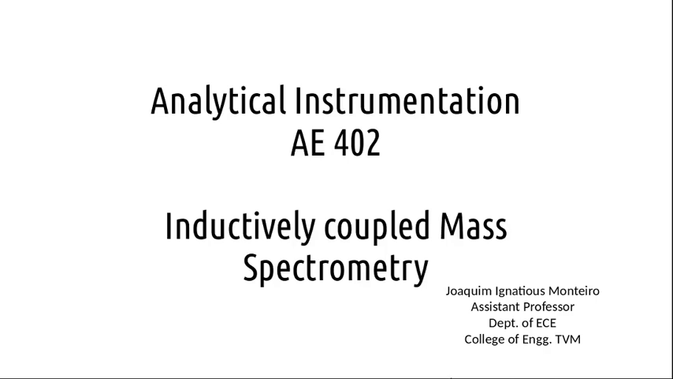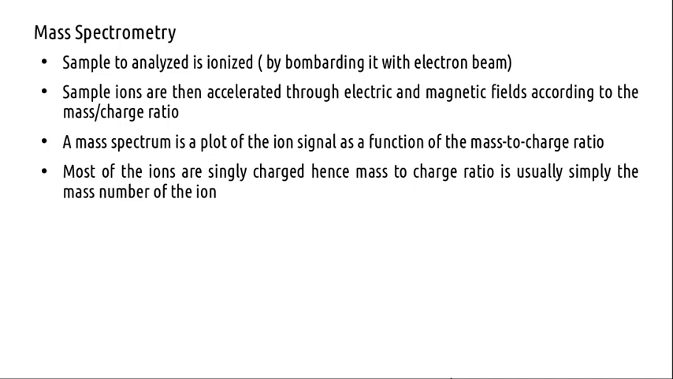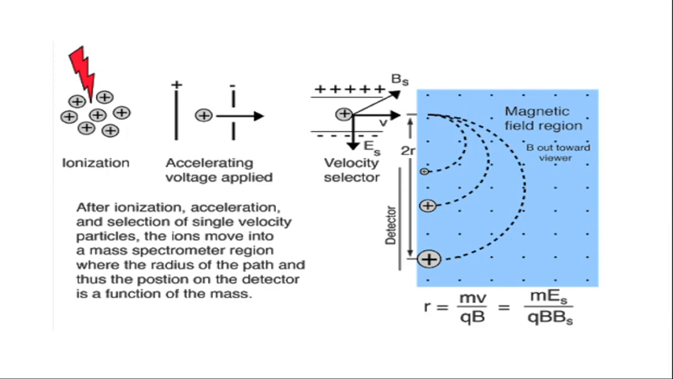Hello, today we will discuss ICP-MS, Inductively Coupled Plasma Mass Spectrometry. So ICP-MS is a mass spectrometer with a difference: the ionization of the sample is done using plasma instead of electrons, as in a typical mass spectrometer, where the sample is ionized, then accelerated and then subjected to a strong magnetic field.